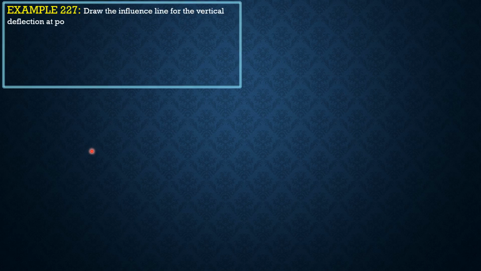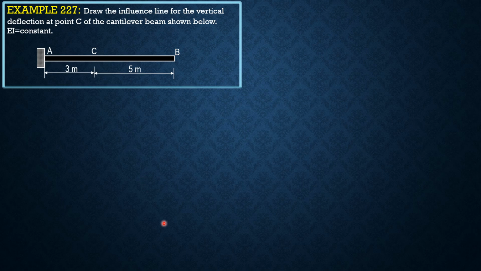So we have here the first example on the construction of influence line, vertical deflection at point C of the cantilever beam shown. EI is constant. So I'll present two solutions here. The first one is by superposition method on cantilever beams, and the second one is by conjugate beam method. So here is the given cantilever beam, and we want to construct or draw the influence line for the vertical deflection at C.